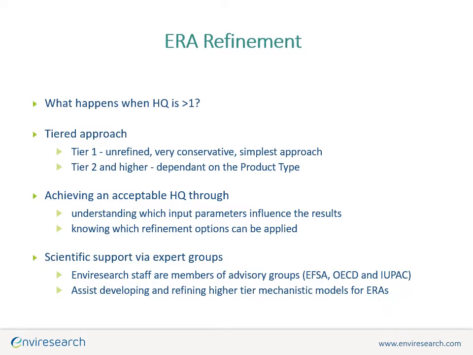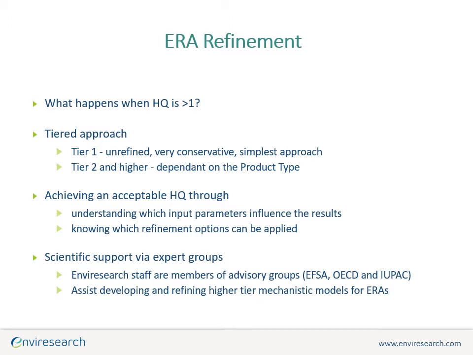So how can we achieve an acceptable hazard quotient? We can look at the input parameters and understand where they came from and how they influence the results. This links back to the who, what, when, where and why slide. We can look at if the patterns for use are correct. Are they realistic, or are they far too simplistic, therefore making the risk assessment too conservative? Also, we can look at which refinement options can be applied. So this, for example, could be the degradation of an active substance over time.